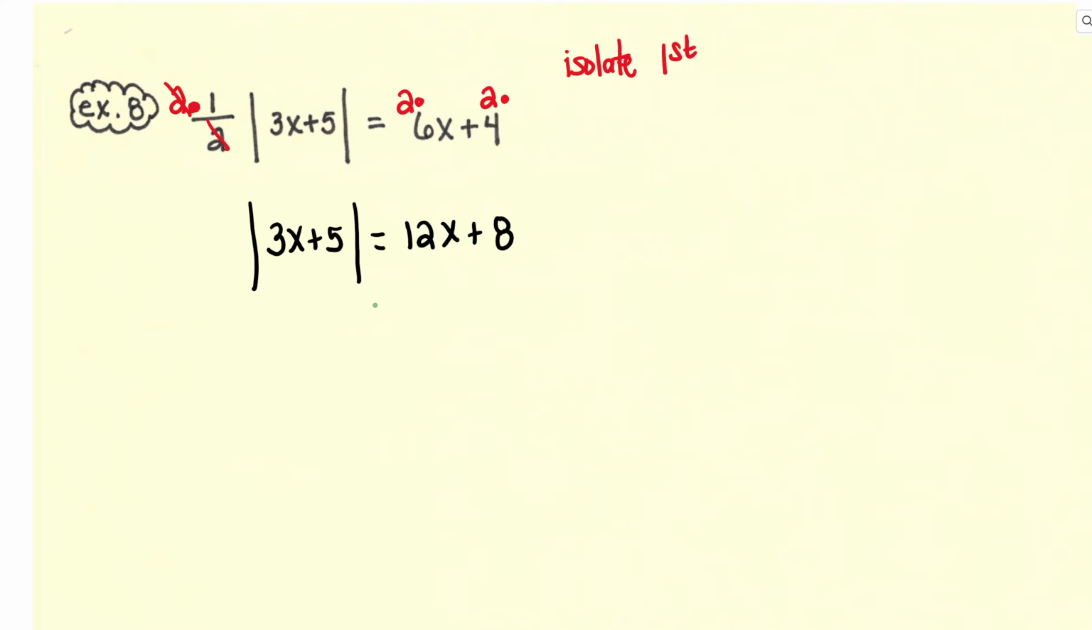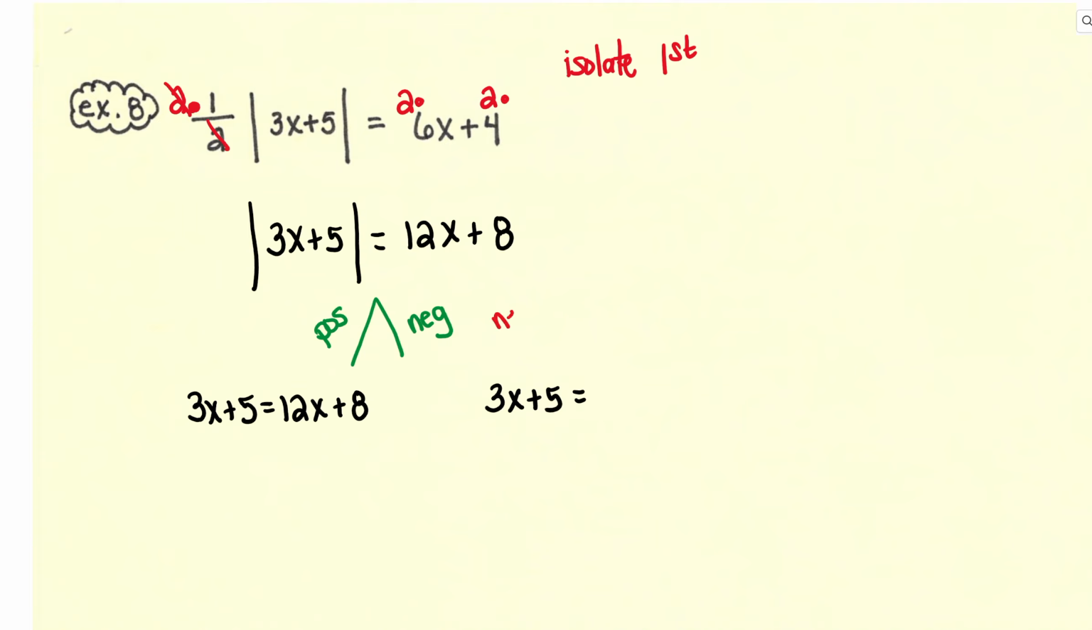And so I can break it to the positive, and I can break it into the negative. So that's going to be 3x plus 5 is equal to 12x plus 8. And then on the negative side, 3x plus 5. And remember, you have to negate them all. So I'm going to make this turn into a negative 12x, and I'm going to make this turn into a negative 8. Solve each equation just like normal.